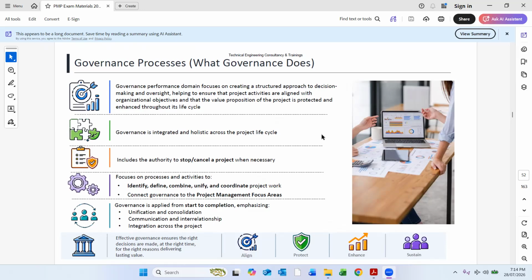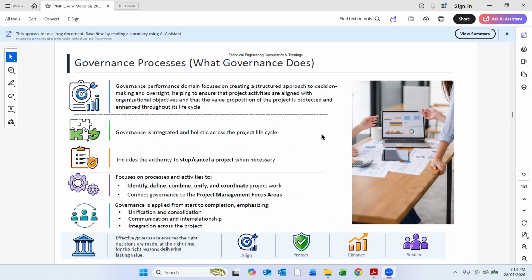It also focuses on processes and activities which identify, define, combine, unify, and coordinate project work. So actually, you have to connect governance to the project management focus areas. Do you remember what the focus areas are?